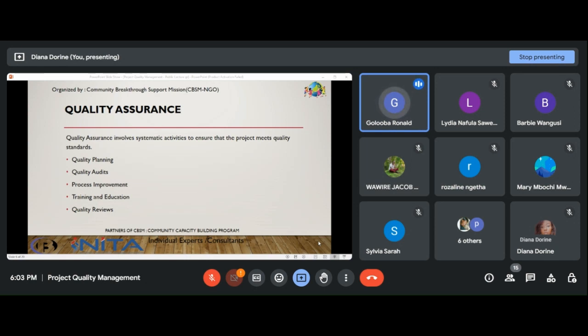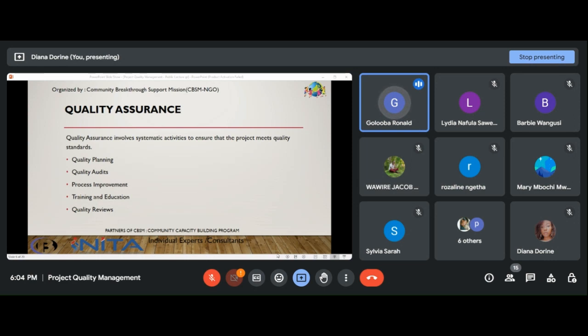Then I will have process improvement. So here you are continuously improving the processes of a project or activity to enhance quality and efficacy. Basically, what you are doing here is monitoring the processes and looking at their efficiency and effectiveness, and then making suggestions on whether these processes should be improved or optimized, or they should be maintained if they are performing at optimal level.